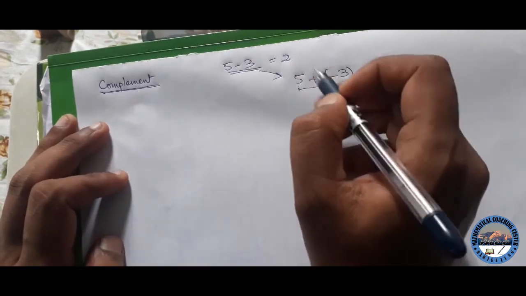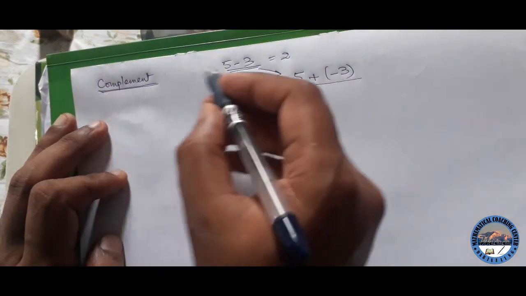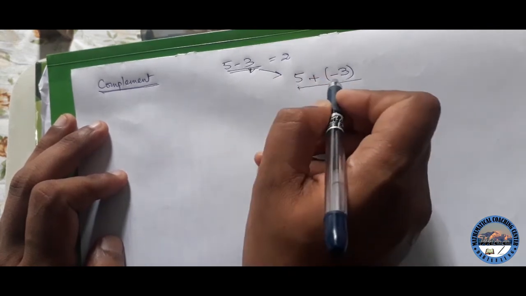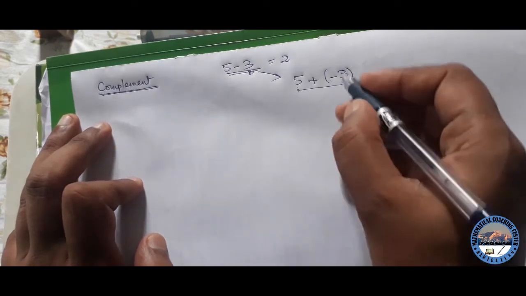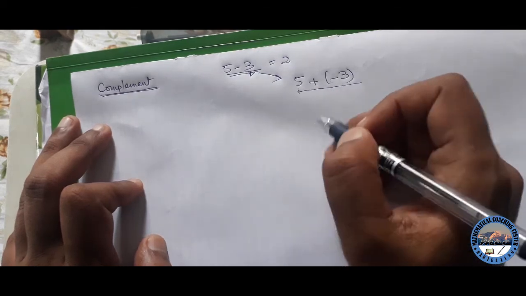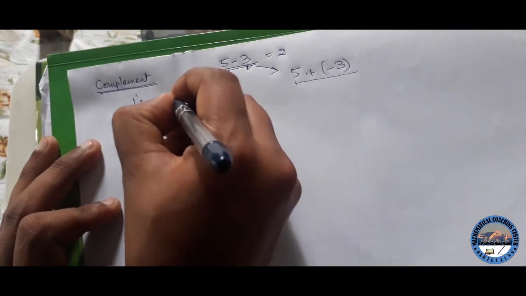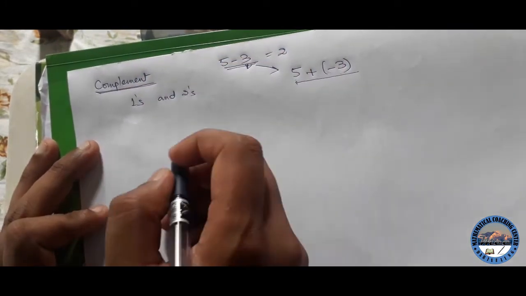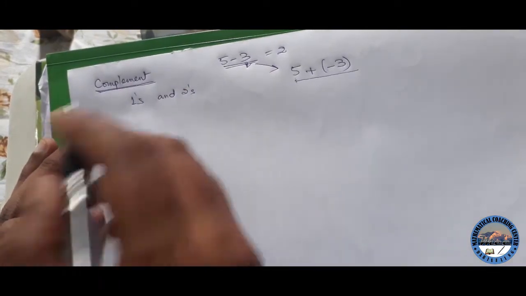The same concept we are going to apply in the binary number system. The use of complement is that we are going to represent this -3, since there is no minus in the binary number system. So we will represent this -3 by using the complement form. You will understand once we start. There are two types of complement, ones and twos complement. First we will learn how to find the ones complement and the twos complement of a given binary number.